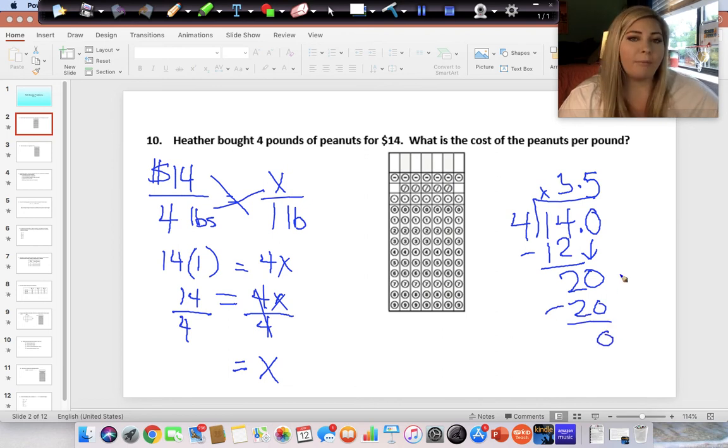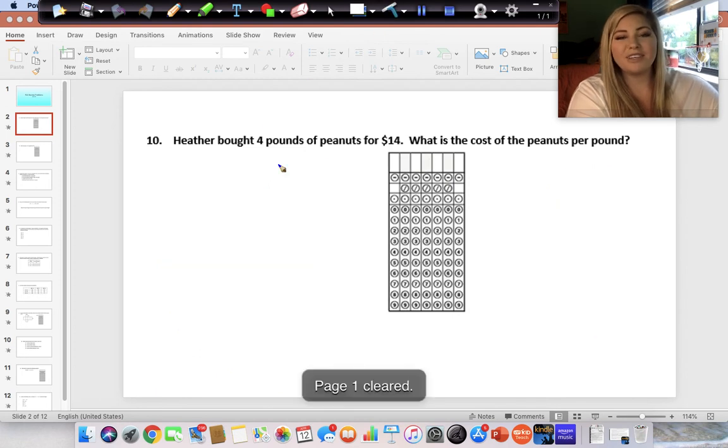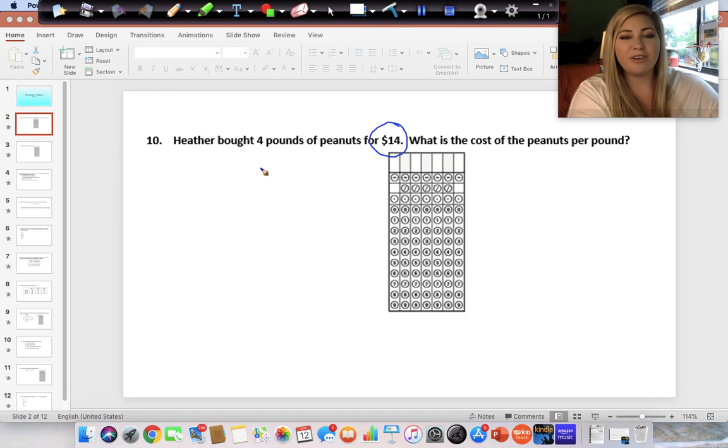We do not talk about money as 3.5. You would never say I have $3.5. You say I have $3.50. But what we need to do to make this money is take it out to the 100ths place. And if we don't have anything in the 100ths place, we need to annex a 0. So our answer is actually $3.50 per pound. And you could shade those in if you wanted to. The simplified version here really is we're just dividing the amount of dollars by how many pounds we've got. So 14 divided by 4 gives us $3.50.